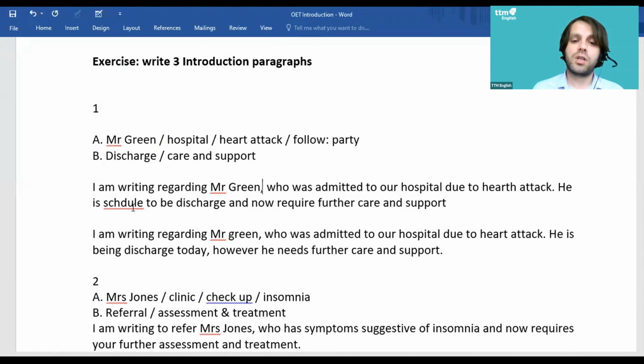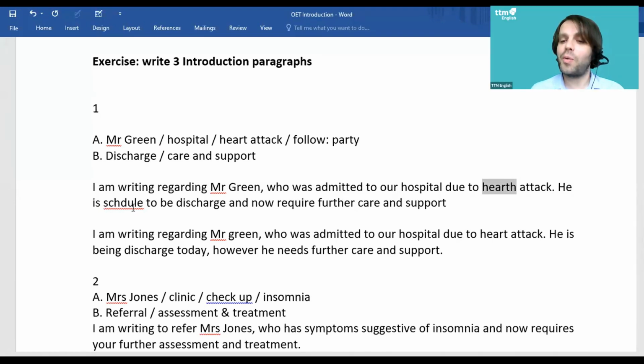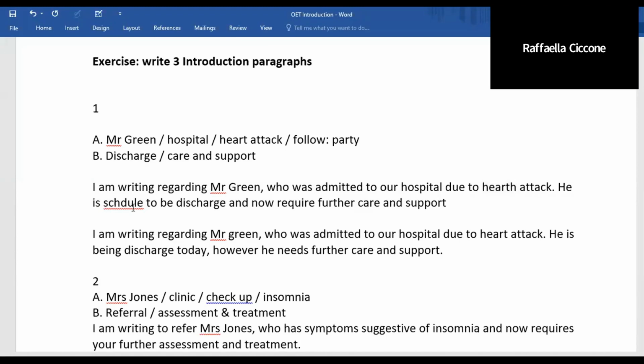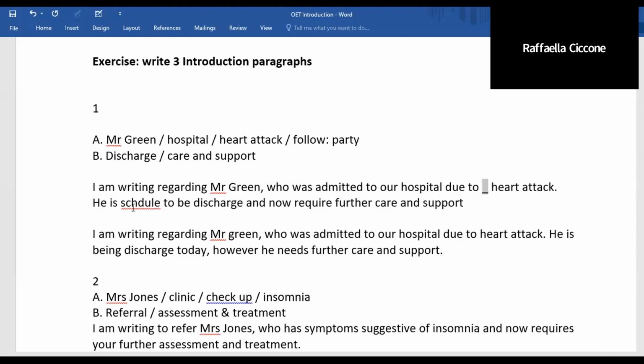So I'm writing regarding Mr. Green, who was admitted to hospital due to, what's the? Article. Do you know what a hearth is? Does anyone know what a hearth is? No. It's like an old-fashioned term for a fireplace. Uh-oh. So attacked by a fireplace. That's surreal. So hospital due to a heart attack.